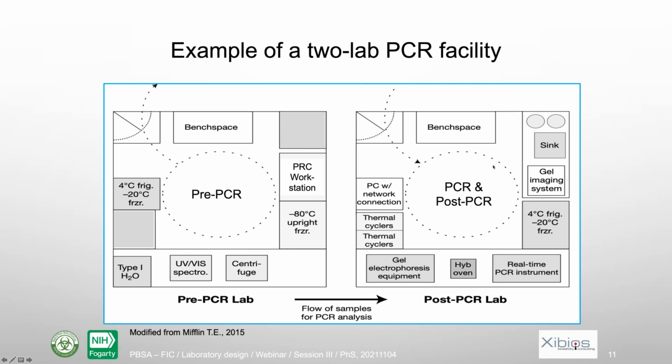In that case, you have the PCR instrument, but also some equipment for the analysis, like electrophoresis, gel imaging systems, and so on. Okay? What is important is to have a flow of the samples from pre-PCR then to PCR and post-PCR. Also, reagents and so on should only go that way, from pre-PCR to PCR, and never the opposite.